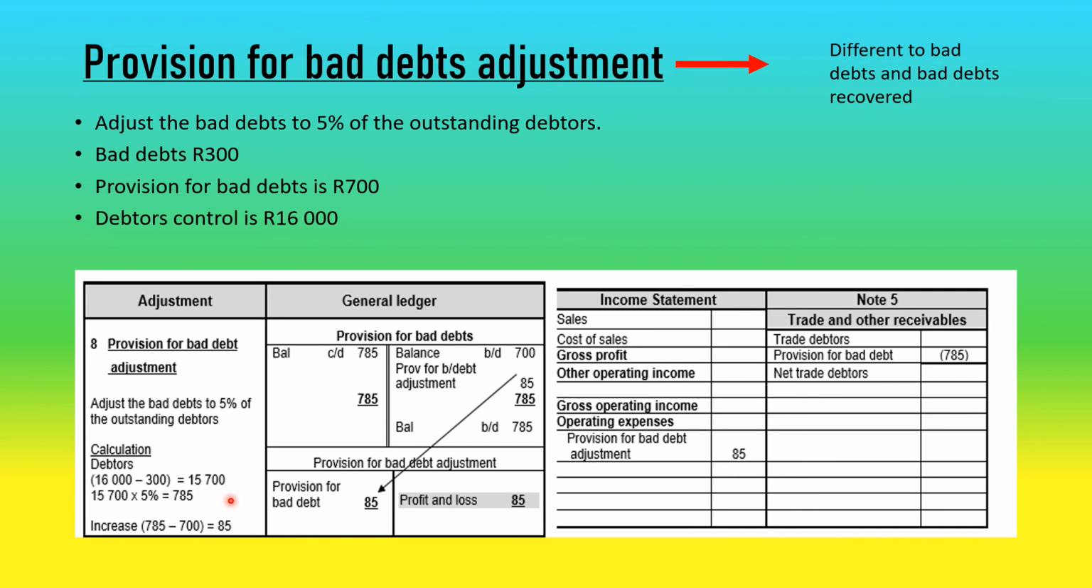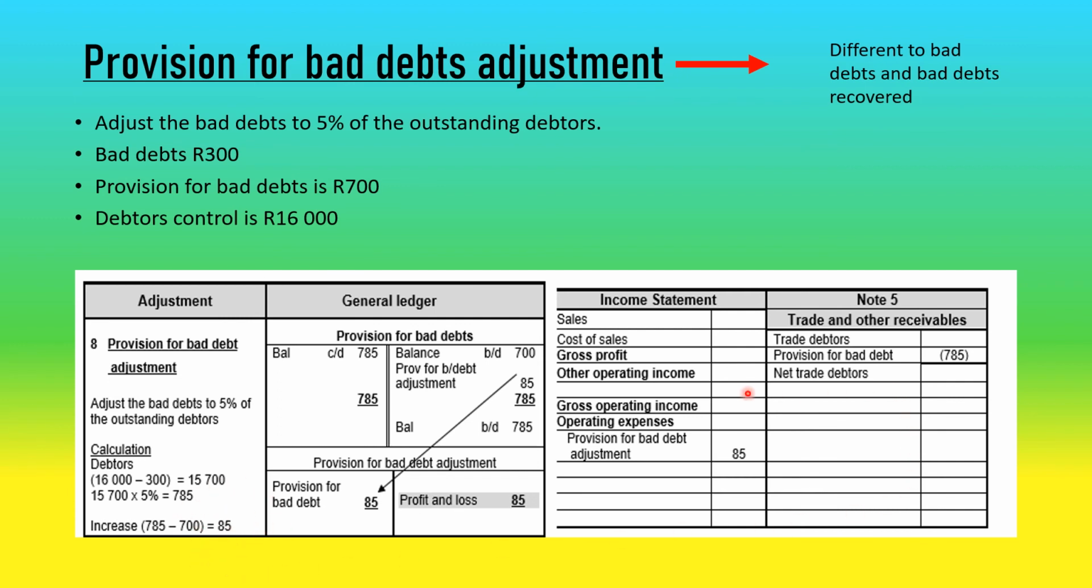Of that 15,700, you would now multiply by 5%. This is what your bad debt provision should be. Your current bad debt provision is 700. Therefore, you need to increase your bad debt provision by 85. You will see under operating expenses, you would say provision for bad debt adjustment, increase of 85. Remember, you've already got a provision in your books for 700, so you don't want to increase it by 785. You want to increase it to 785. Therefore, you've got the difference between 785 minus 700 to give you the 85.